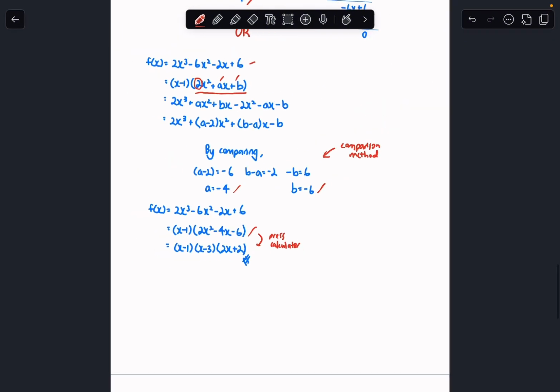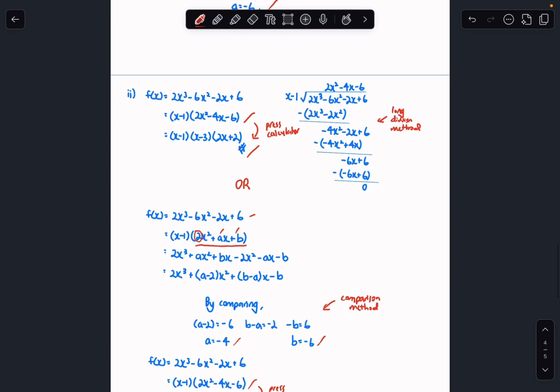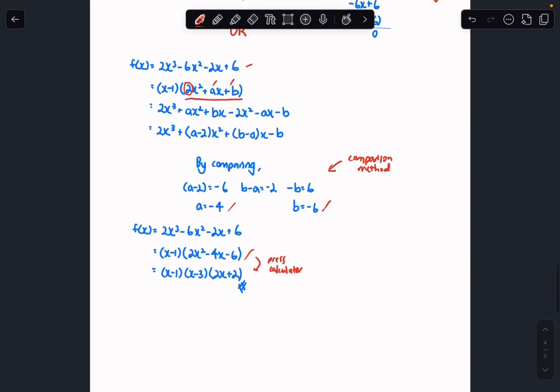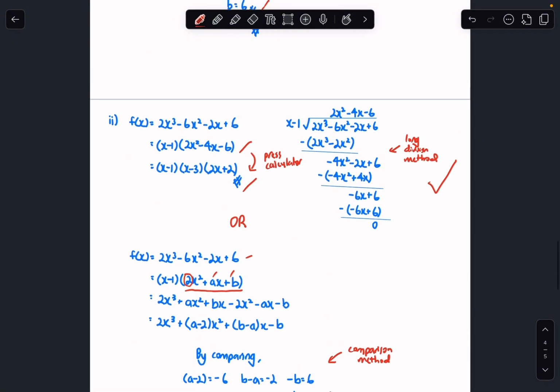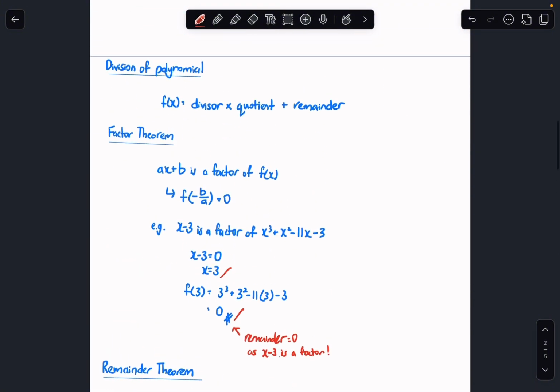Okay, so that's about it. So for this, right, actually the long division method is preferred because it's much easier, as you can tell. It's much faster. Okay, so that's it for this chapter.